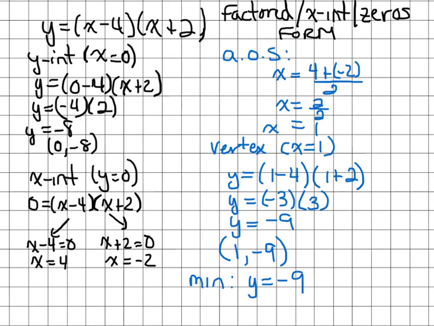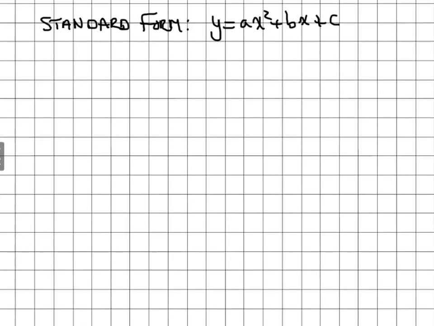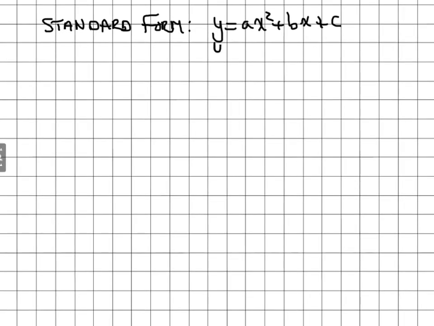So this is how we get the various properties from the different forms of equations. And what we've seen is that some forms are more useful than another form. So when we have standard form, which is y equals ax squared plus bx plus c, in our case, what that looks like is y equals x squared minus 2x minus 8. The only real information out of all the properties that we could find was the direction of opening as well as the y-intercept.